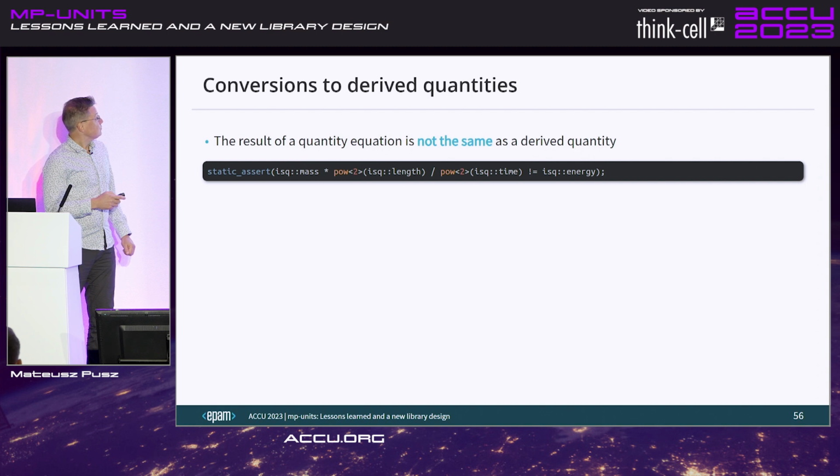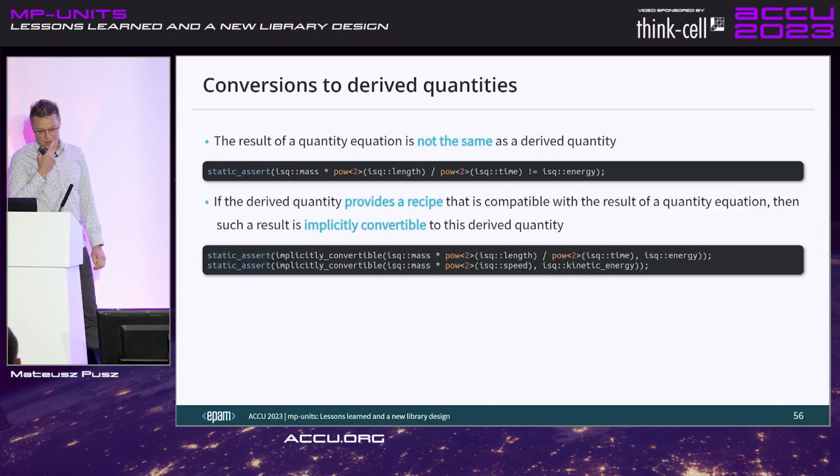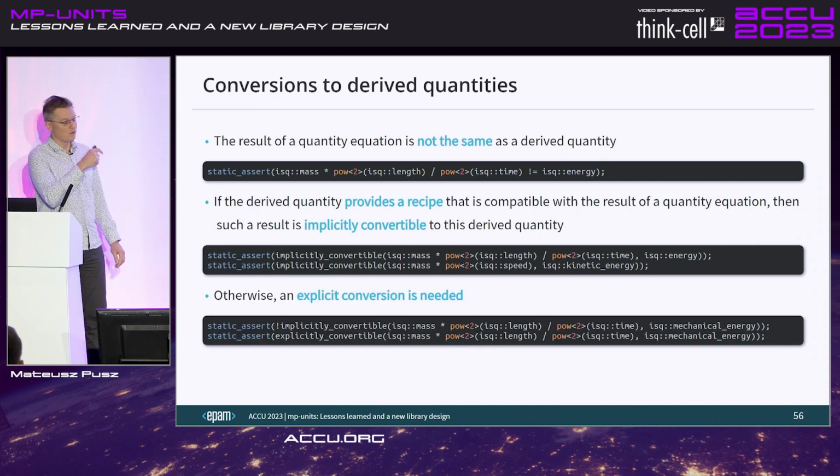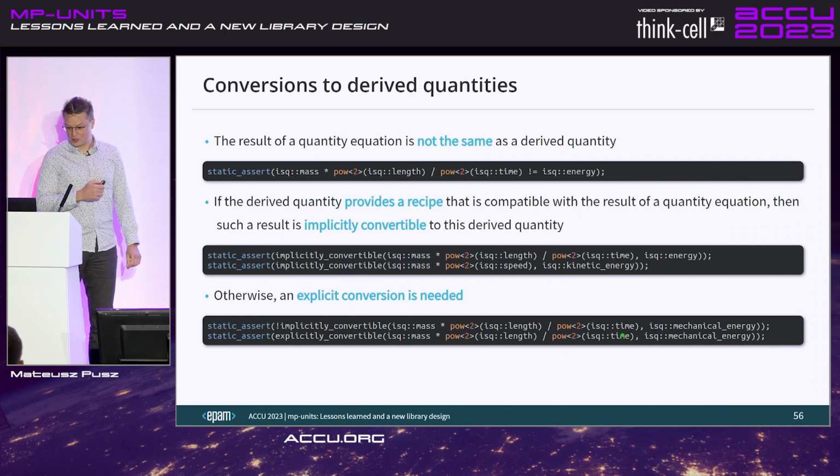All right. The result of a quantity equation is not the same as a derived quantity, right? Because mass multiplied by length squared divided by time squared is not the same as energy. It doesn't have to be. But those are implicitly convertible. I just want to speed up a bit to not bore you too much if you are not into physical units too much. And explicit conversions are needed if something doesn't match the equation.